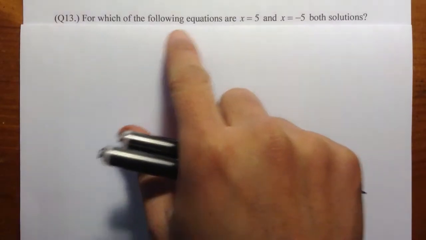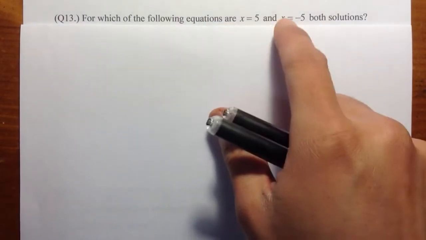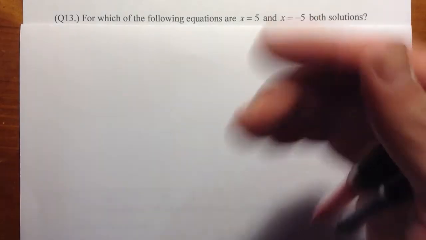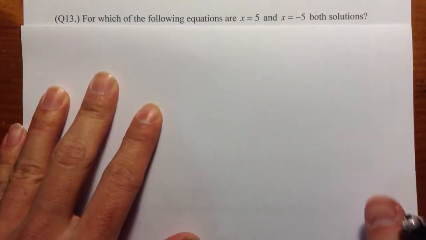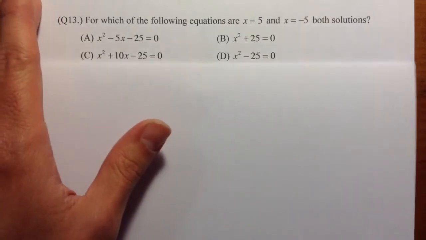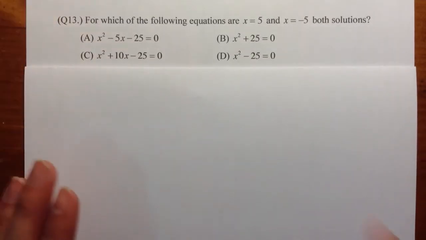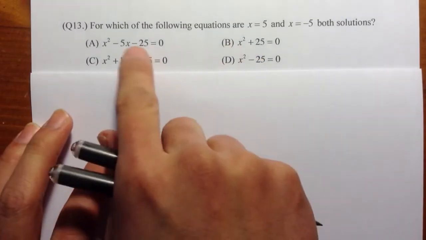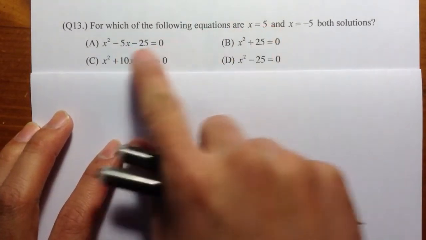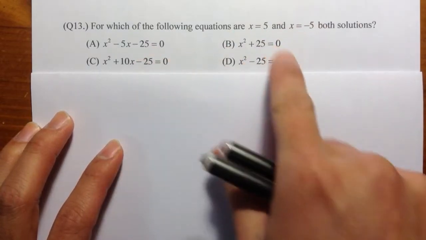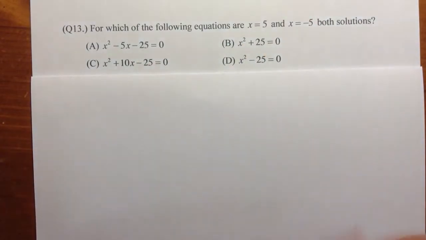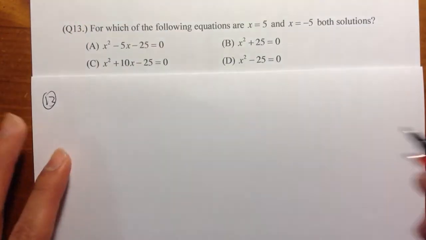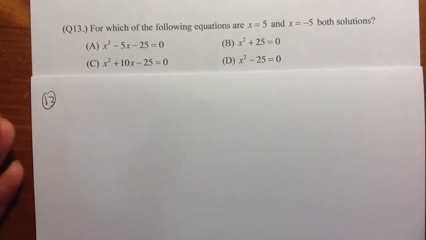For which of the following equations are x equal to 5 and x equal to -5 both solutions? So again, we have to look at the answer choices to see what we have. We have 4 equations, and we want to see which of these, when you plug in 5 and plug in -5, will produce 0. That's one way to do it. And since this is a multiple choice test, you can actually just do that.